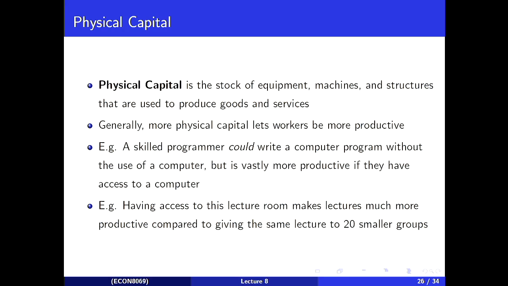Okay. Obviously, physical capital is going to be important as well. It's not just how much you know, it's also what you have to work with. So physical capital is the stock of equipment, machines, and structures that are used to produce goods and services. The general rule, again, is that more physical capital lets workers become more productive.